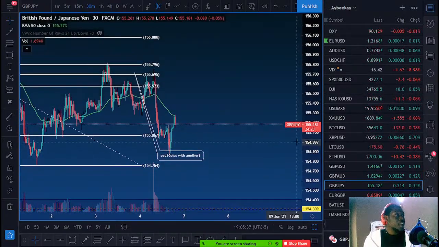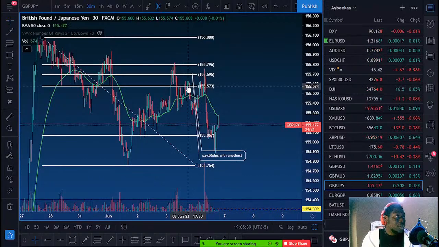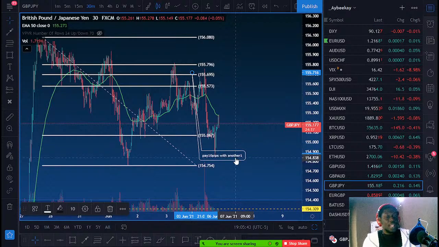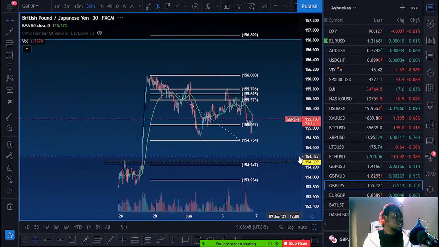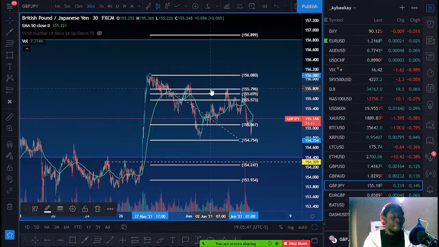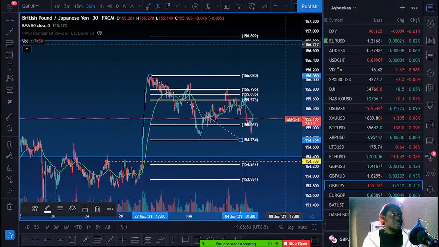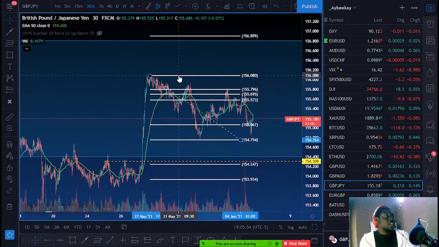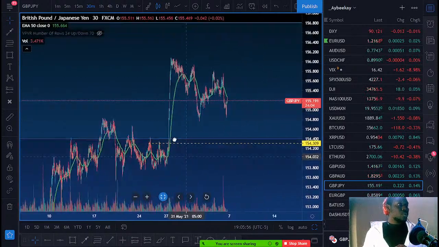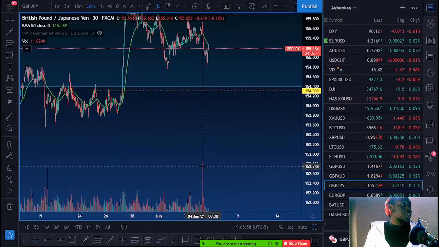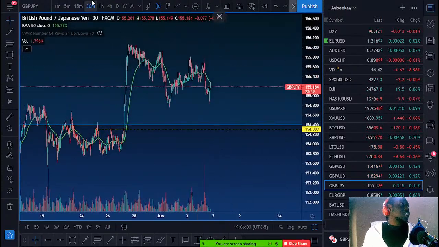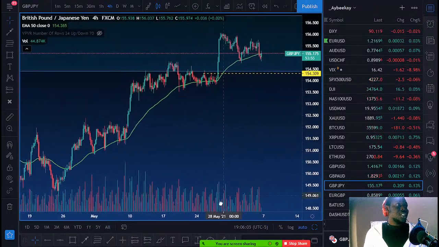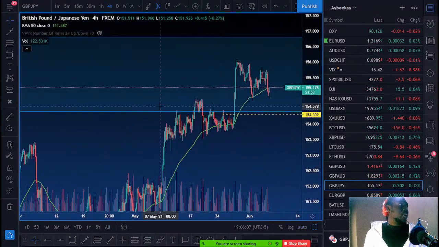GBP JPY paid 10 pips with another one. This played out nicely with the drop to the downside, and it had already played out, but this looks like it's still flagging out. Let me get rid of this, because this was another play that I'd already talked about. Huge volume right here on the 30-minute. For a 4-hour time frame, price still looks like it's just making a flag right here.